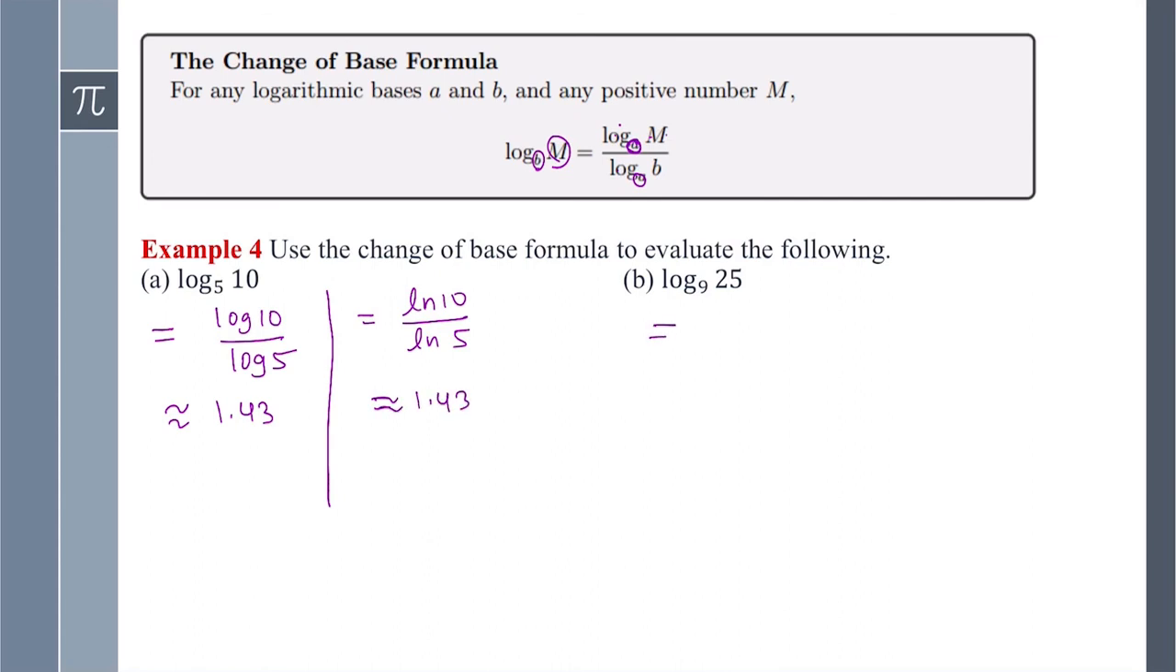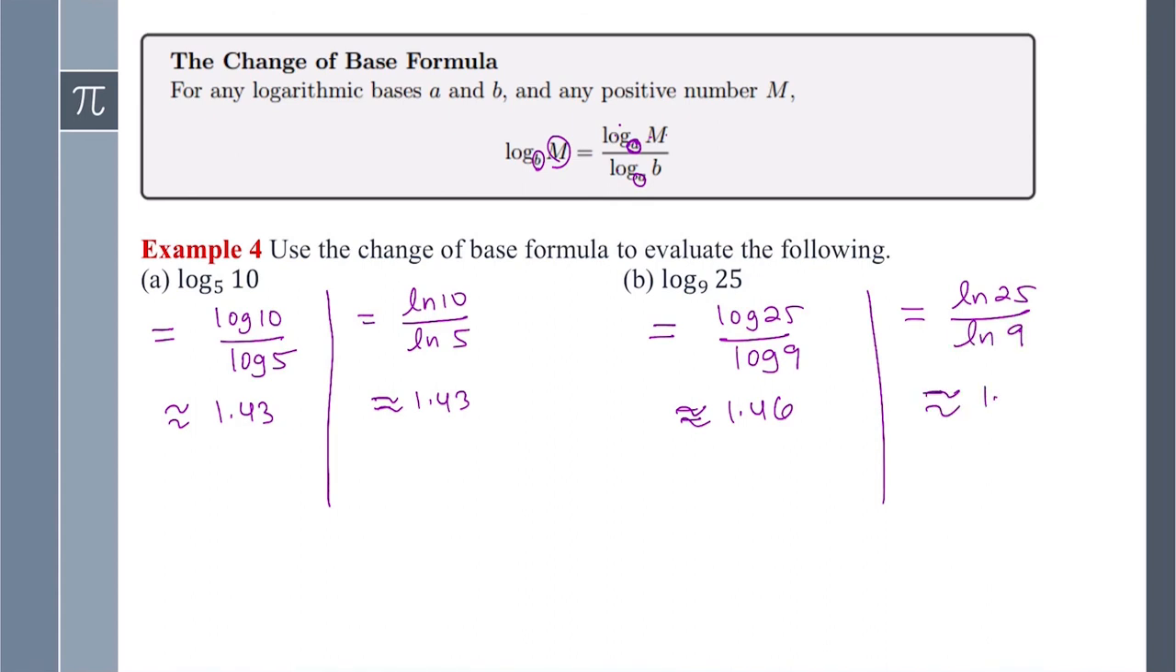Similarly, this example here, we can change this to log base 10. So log of 25 divided by log of 9. And then if we put this into the calculator, we get approximately 1.46. Okay. Similarly, if you change that to a natural log, so natural log of 25 divided by natural log of 9, and then we still get the same thing, which is approximately 1.46. Okay. So this is something that you can use if your calculator doesn't have that function to use any log base.